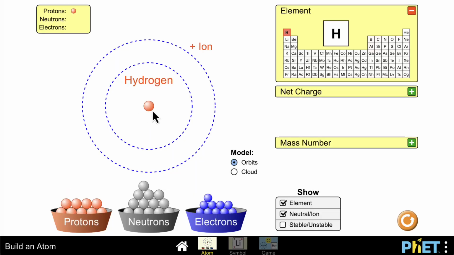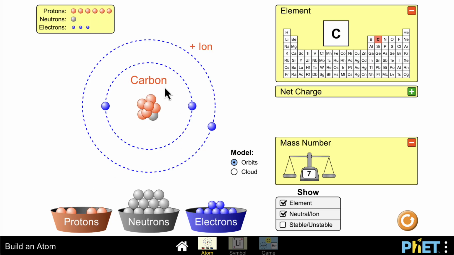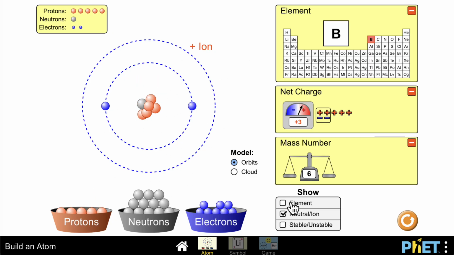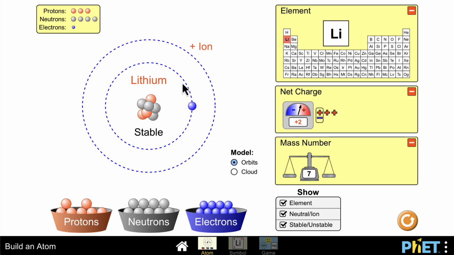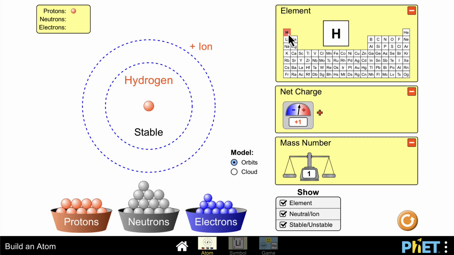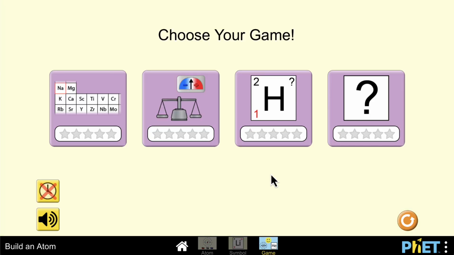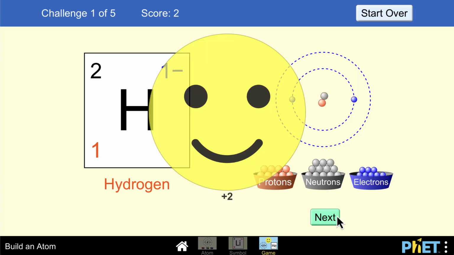Hello everyone and welcome to Atoms Part 2 from Science Simulations, in which we will be talking about types of atoms as neutrals or ions. Also, we will discuss how atoms can be stable or unstable. Then we will learn about isotopes, and at the end we will discuss forces in the atoms. So let's start.